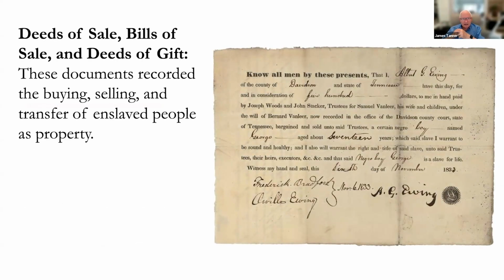Deeds of sale, bills of sale, and deeds of gift. These are all part of the records that now are going to be opened up. In this case, it's on a standard form, but the form itself has information about a specific enslaved person. And there's a name, and if the researcher knows the name, this record will be immediately discoverable.